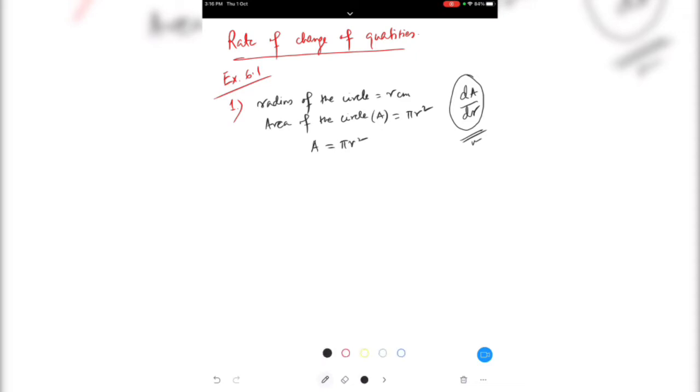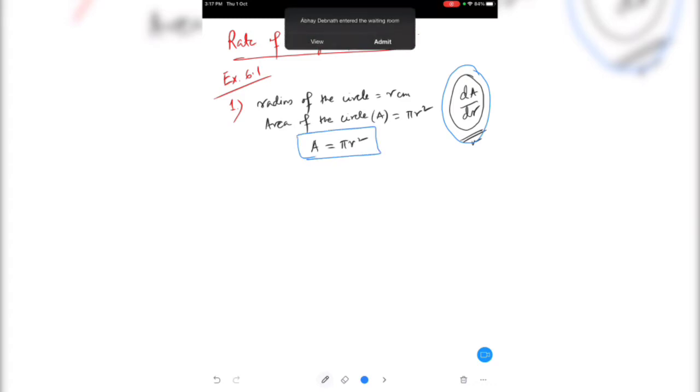Now I will think about what they have asked you to find. They have asked us to find dA/dr. But I know this one: A is equal to pi r square. So from here, how can I find dA/dr from pi r square? A is equal to pi r square? No idea, right? Nothing to be done.